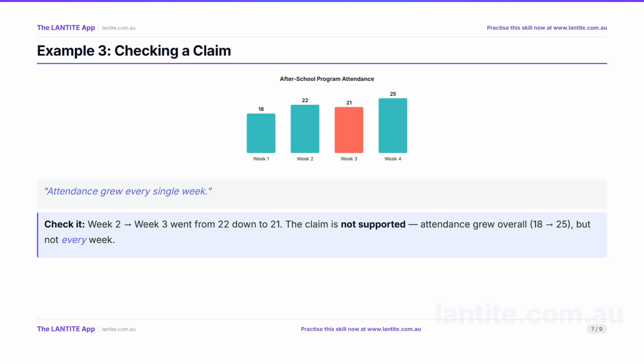Here's the skill examiners test most. Someone writes a claim about the data, and you decide whether the chart supports it. The claim says attendance grew every single week. Check each step against the bars. Week 1 to Week 2, 18 up to 22, growing. Week 2 to Week 3, 22 down to 21. That is a fall, shown in red. So the claim is not supported. Attendance certainly grew overall from 18 to 25, but not every single week. One word like every, always, or all can make a claim false. Check absolute words against every data point before you accept them.